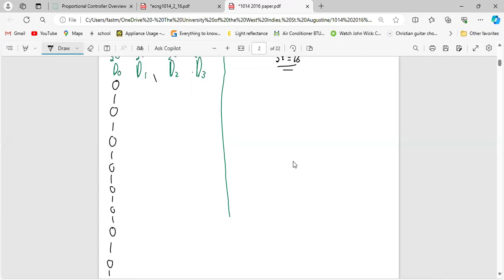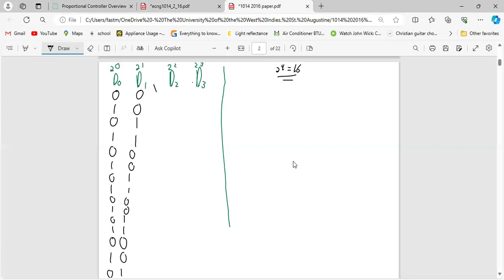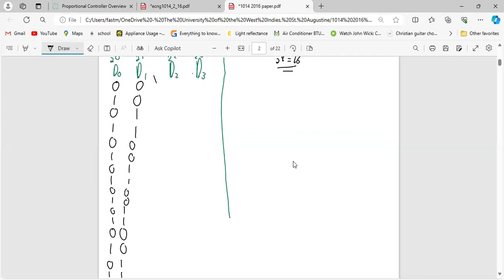So the next one is 2 to the power 1, which is 2. So basically, I include in every 2. So it'd be 0, 0, 1, 1, 0, 0, 1, 1, 0, 0, 1, 1, 0, 0, 1, 1. All right. Third column now is 2 to the power of 2, which is 4. So therefore, I include in every 4. So we go 1, 2, 3, 4, 5, 6, 7, 8, 9, 10, 11, 12, 13, 14, 15, 16.